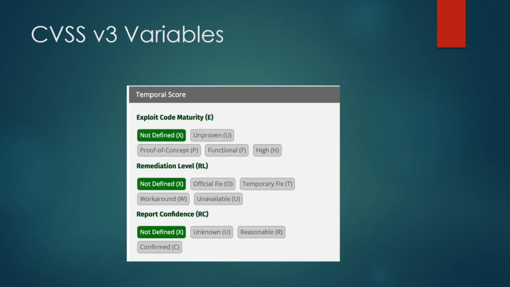The temporal metrics reflect the characteristics of the vulnerability that may change over time, but not across user environments. For example, the presence of a simple-to-use exploit kit would increase the CVSS score, while the creation of a patch would actually decrease the score.